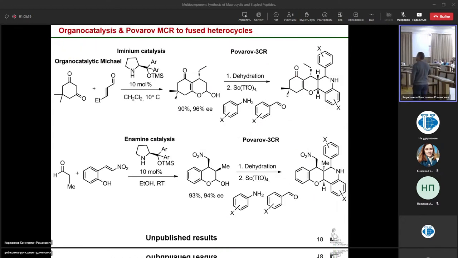Okay. So I want to change now the topic a little bit. I don't know if you want to ask something about the stereochemical part. I'm going to mention now how we use multi-component reactions for peptide therapeutics a little bit.